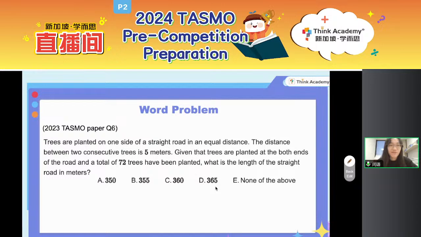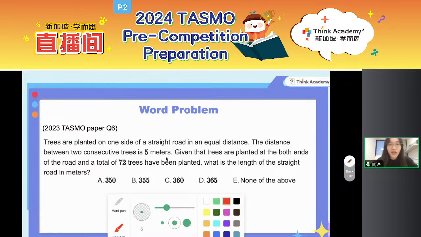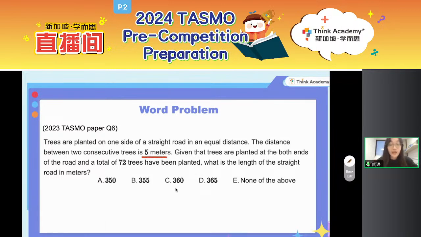Okay, next one. This is about the interval problem. I think many students just learned this, right? Two weeks ago. Trees are planted on one side of a straight road at equal distances. The distance between 2 consecutive trees is 5 meters. So actually, 5 meters is the length of one interval. And given that trees are planted at both ends of the road, okay, this is very important, and a total of 72 trees have been planted. What is the length of the straight road in meters?